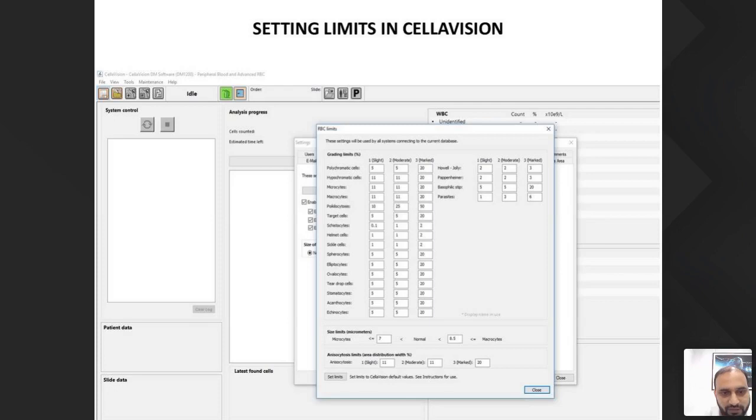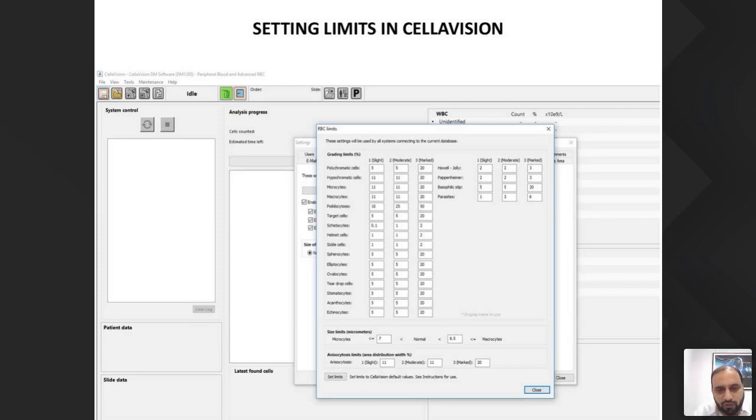As I had earlier mentioned, for schistocytes, we do have a 1 plus grading. So here I have put 0.1%. So anything between 0.1 to 1% will be graded as 1, 1 to 2% will be graded as 2, and more than 2% will be graded as 3.